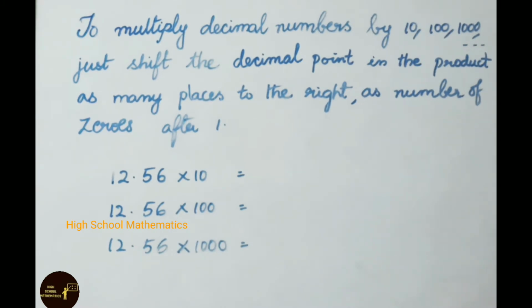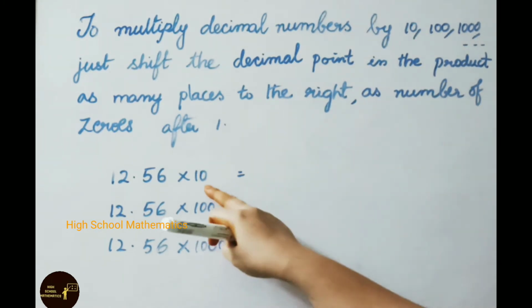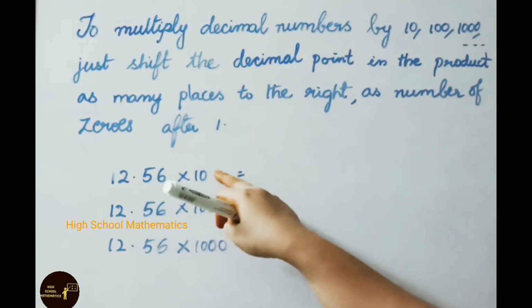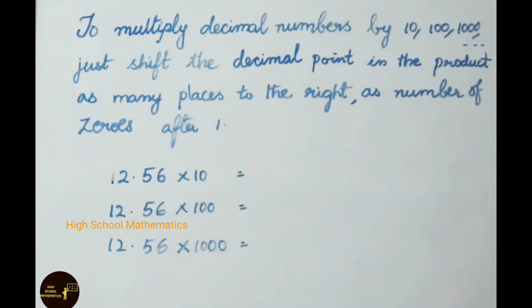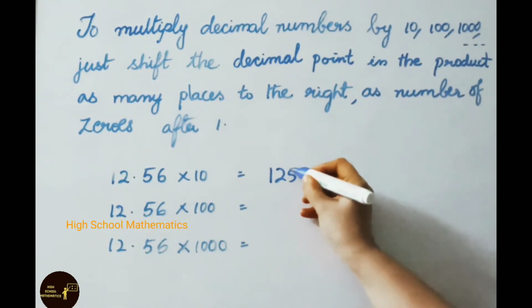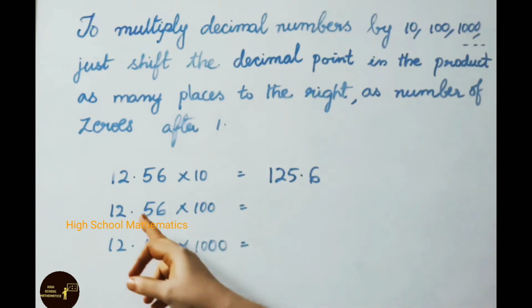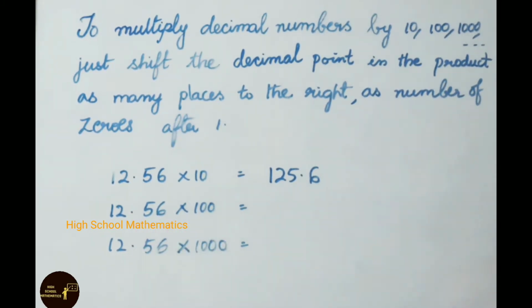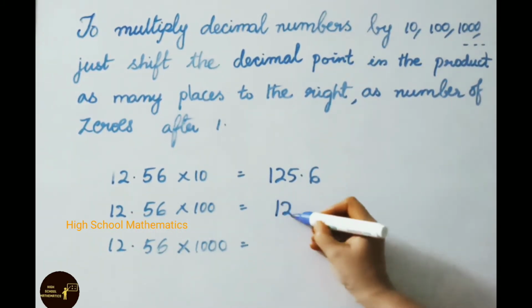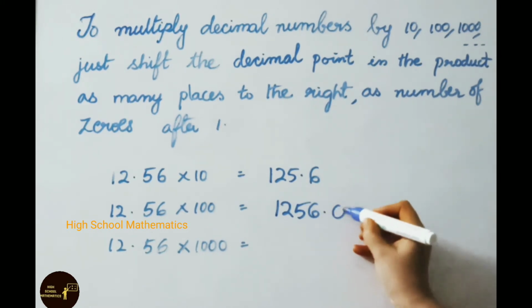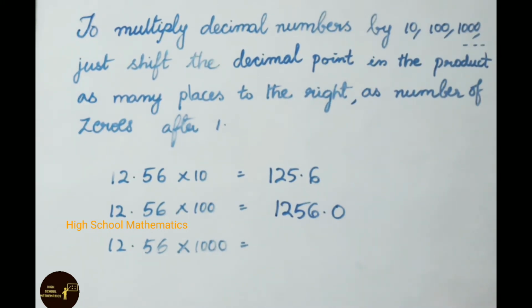Let us see the example here, 12.56 multiplied by 10. Here in the product we are multiplying by 10. Here in 10 only 1 0 is there. We have to move the decimal point 1 place. So the answer is 125.6. See next example, 12.56 multiplied by 100. In 100 there are 2 zeros. We have to shift this decimal point 2 places right side. So the answer is 1256.0.